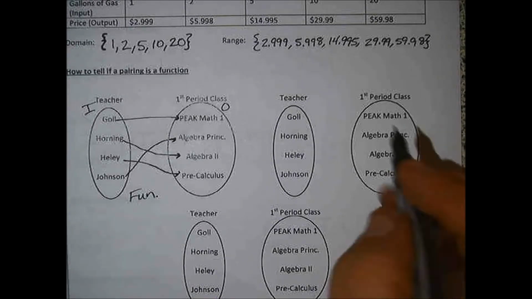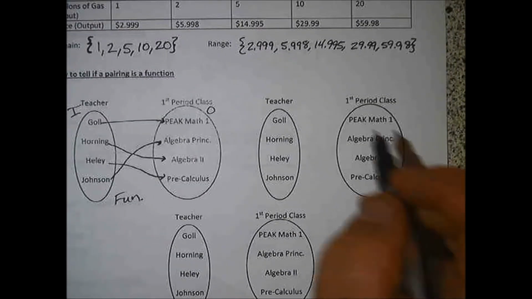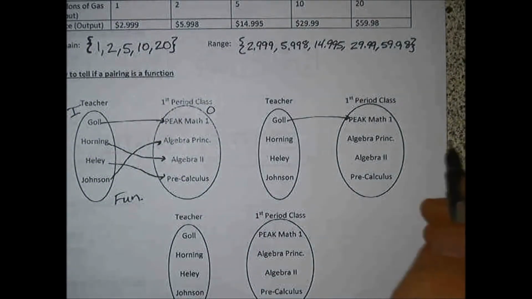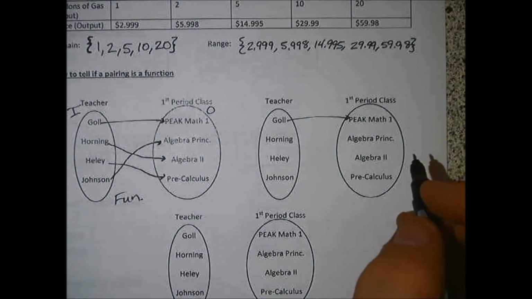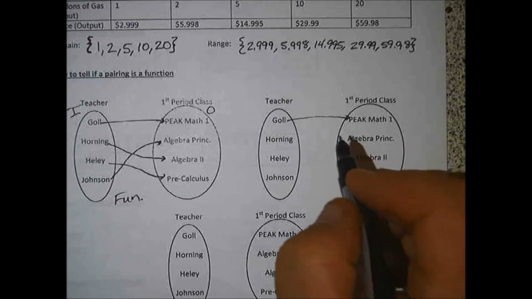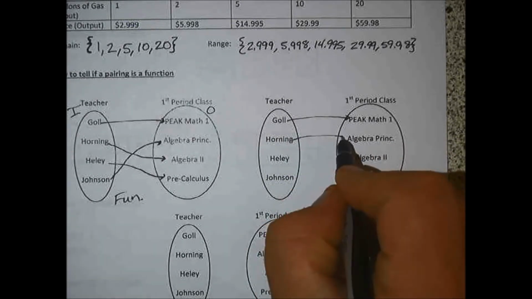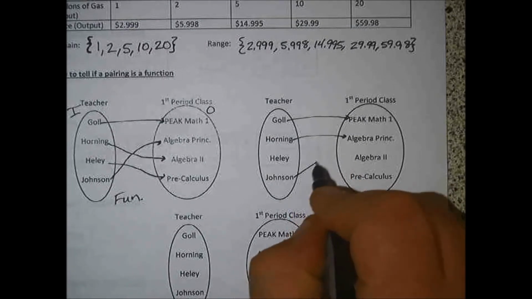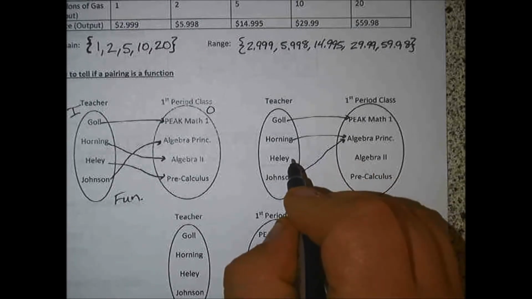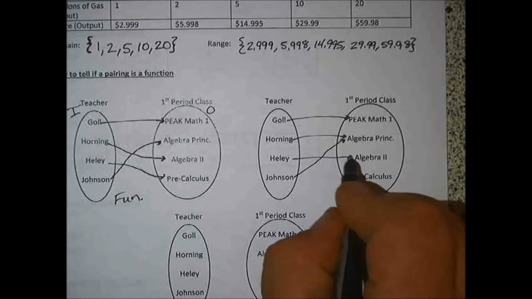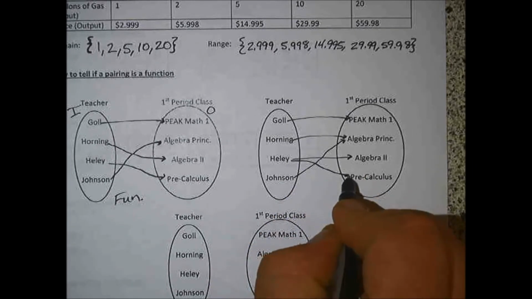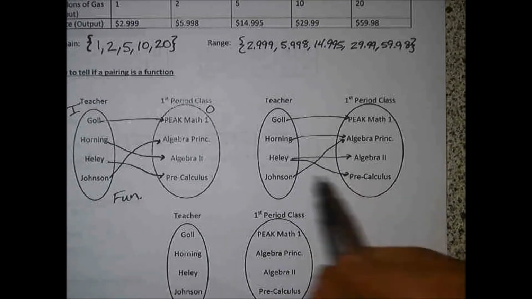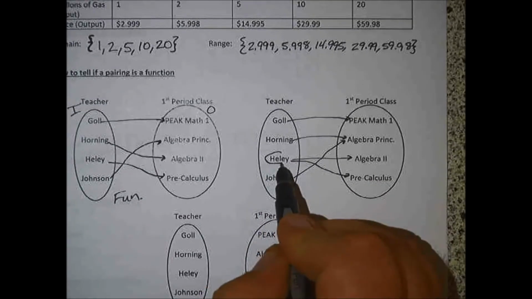All right. Let's look at the next one. Maybe for this one, I am going to teach Peak Math 1 because I don't really like to leave our little wonderfulness here. Maybe Mr. Horning is teaching algebra principles, and maybe Mr. Johnson's teaching algebra principles too. And then Mrs. Healy decides to take on a little bit of algebra 2 and pre-calculus. Well, she can't do that. She's only one teacher.